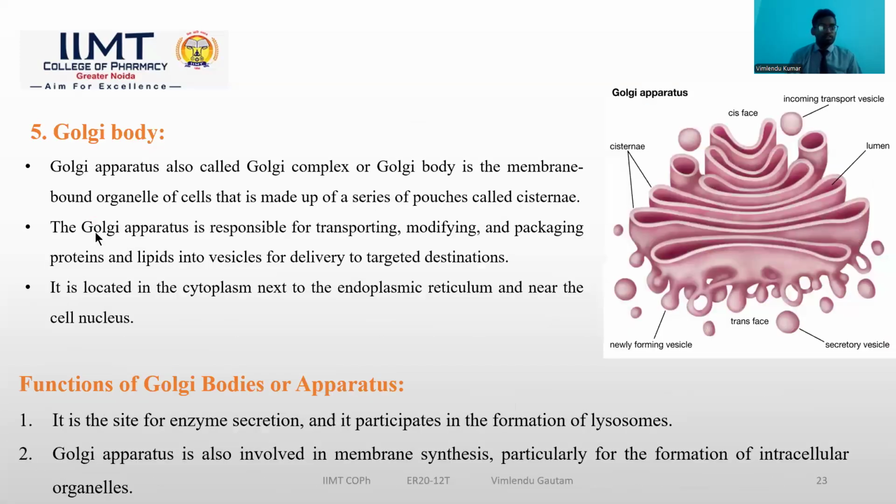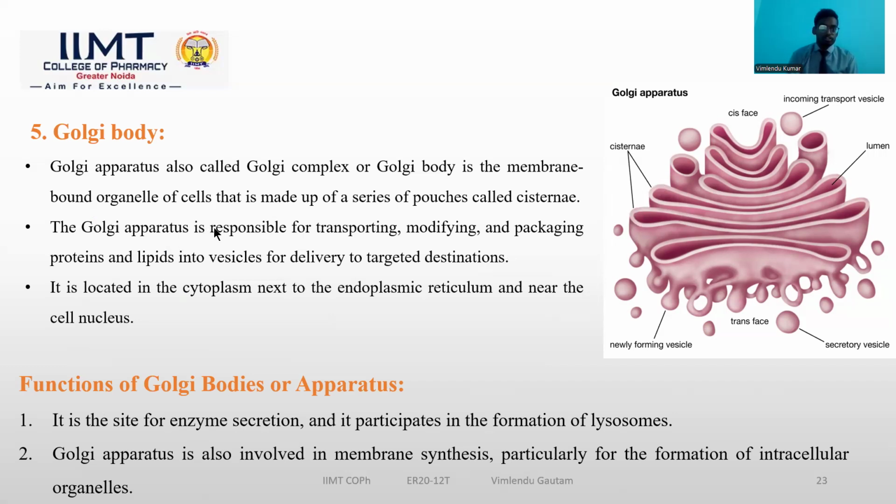Next part is the Golgi body. Golgi apparatus is the membrane-bound organelle of the cells that is made up of a series of pouches called cisternae. This is cisternae. In the diagram of Golgi body, we can see these are known as cisternae.